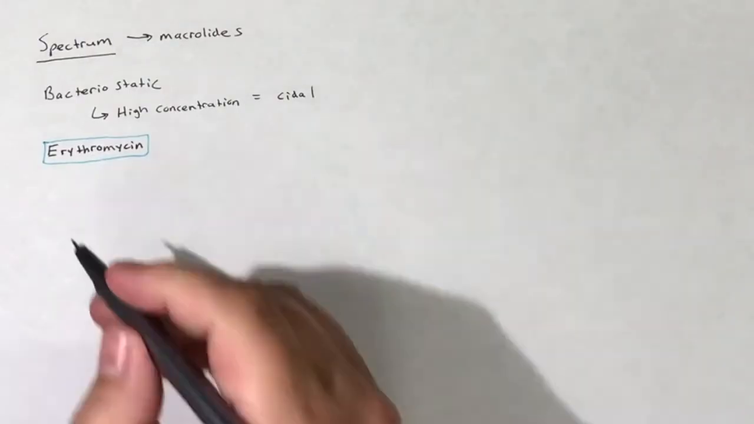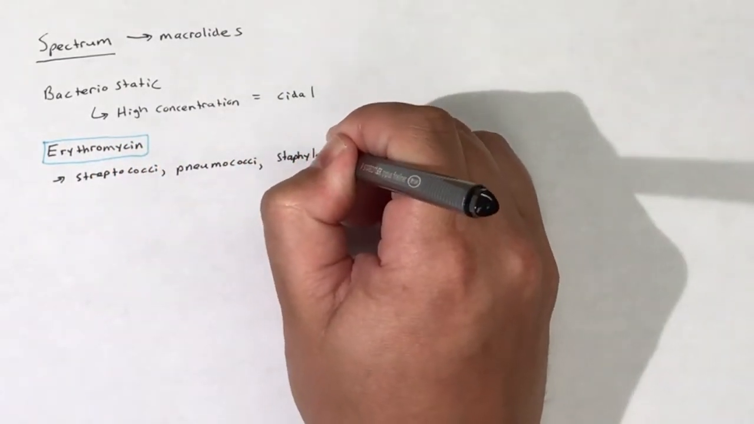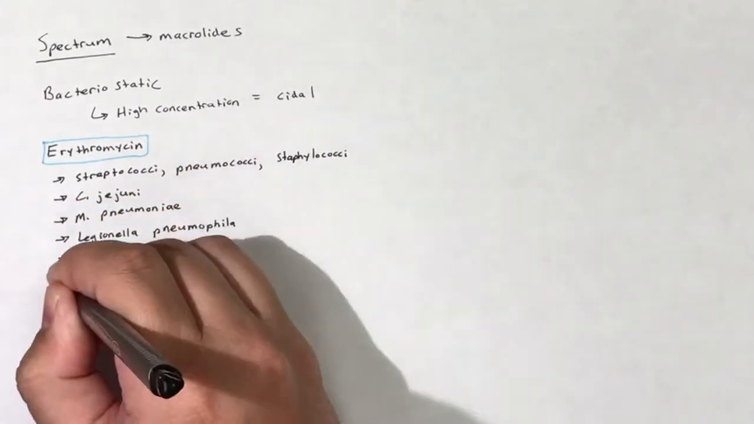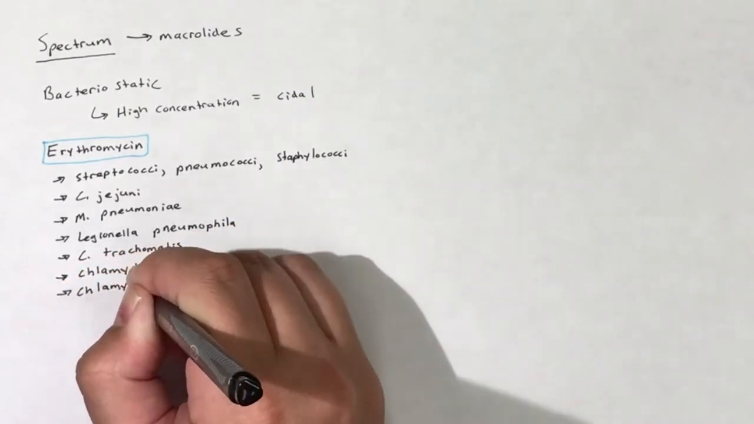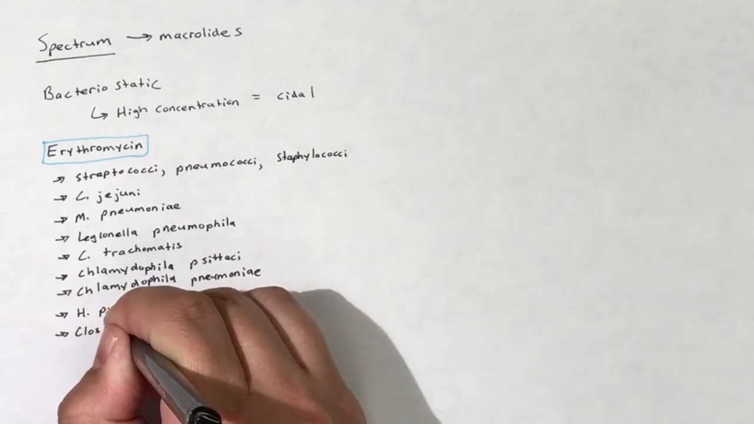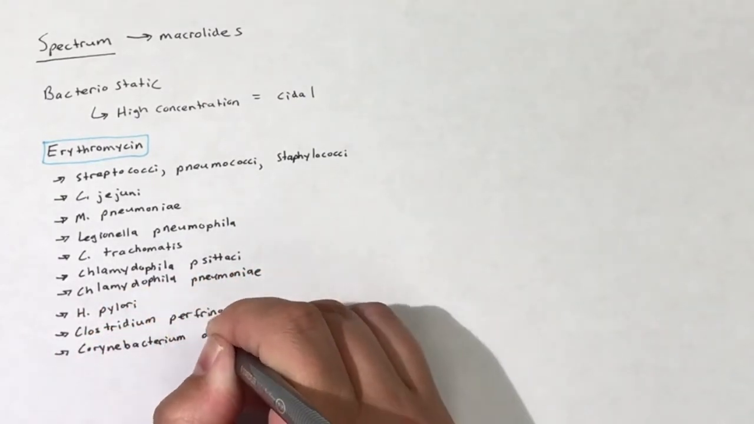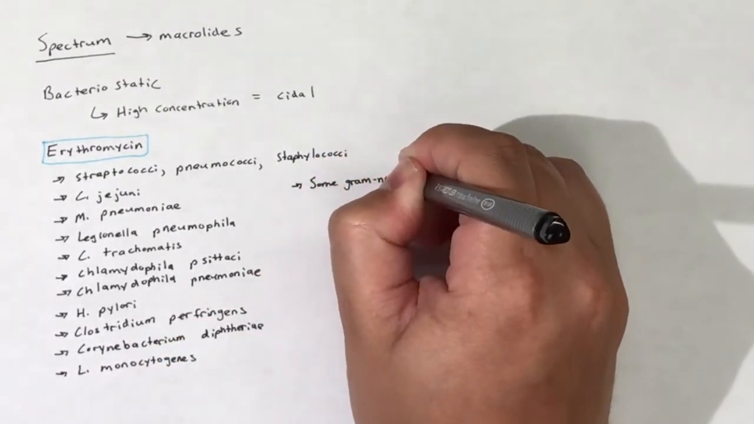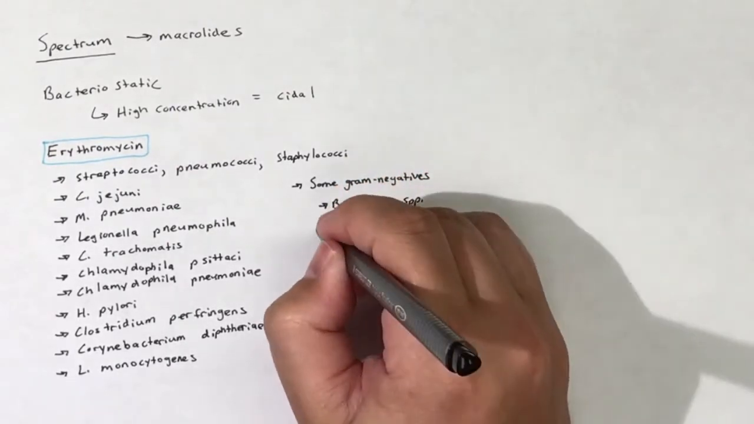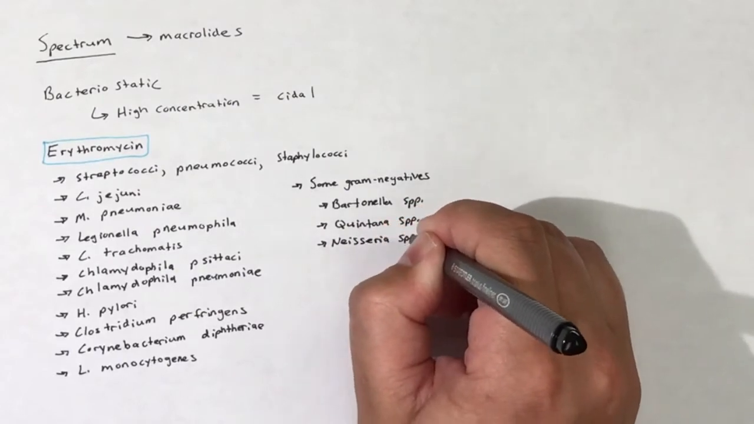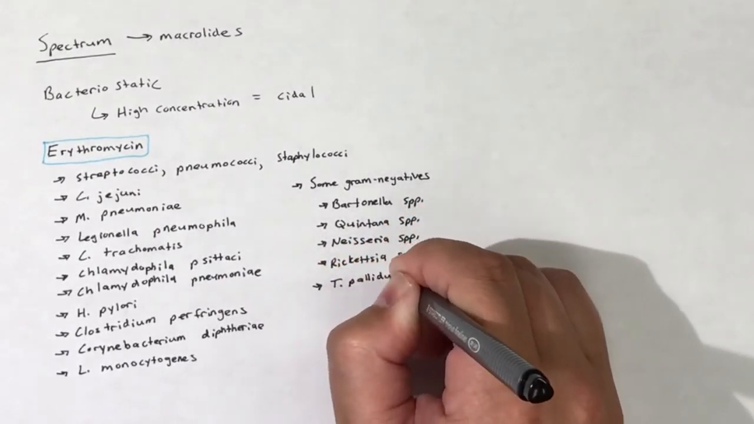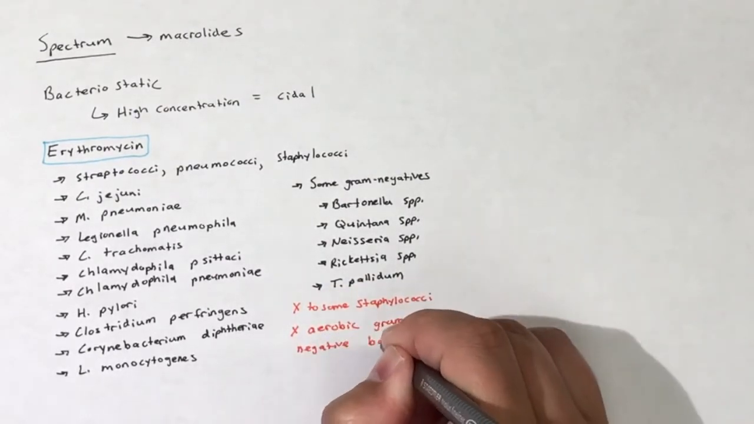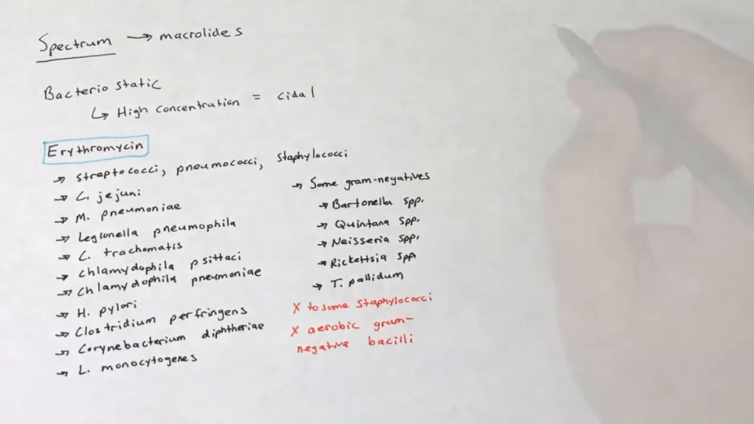Erythromycin has good activity against streptococci, pneumococci, and staphylococci. In addition, erythromycin is active against C. jejuni, M. pneumoniae, Legionella pneumophila, C. trachomatis, Chlamydophila psittaci, Chlamydophila pneumoniae, H. pylori, and the gram-positive bacilli including Clostridium perfringens, Corynebacterium diphtheriae, and L. monocytogenes. Some gram-negatives are also susceptible to erythromycin, and these include Bartonella species, Quintana species, Neisseria species, Rickettsia species, and Treponema pallidum. Staphylococci are not reliably sensitive and resistance can emerge.